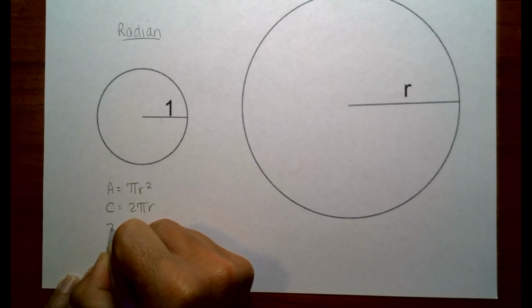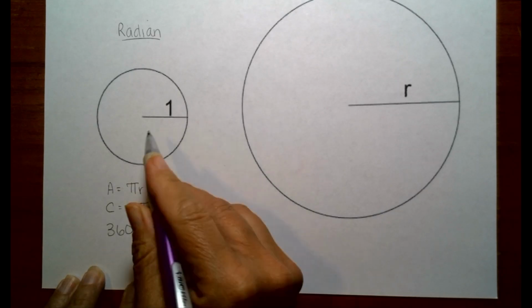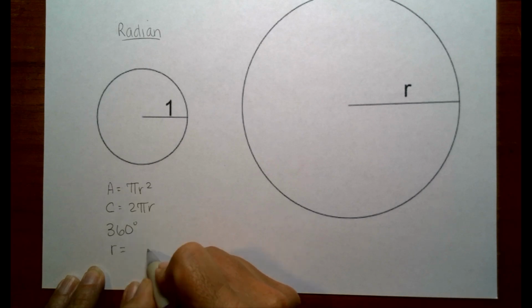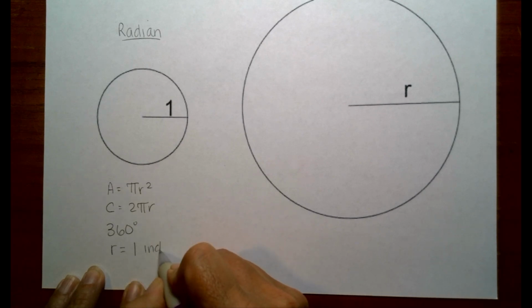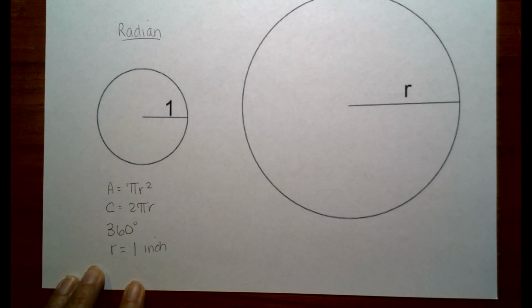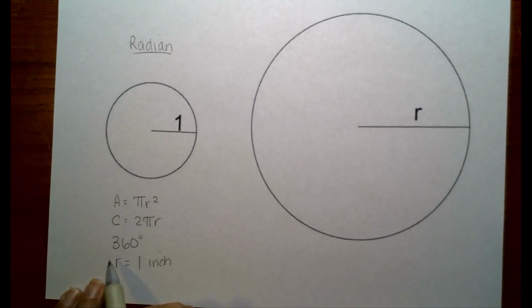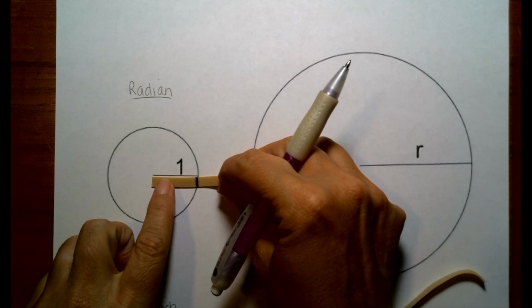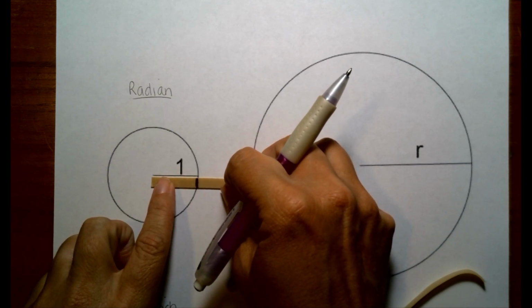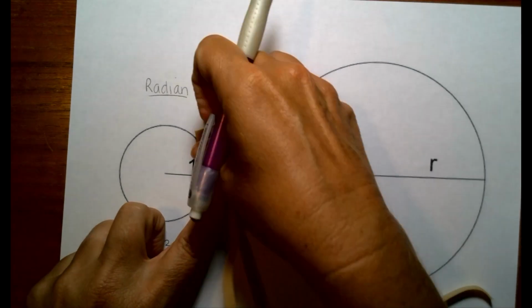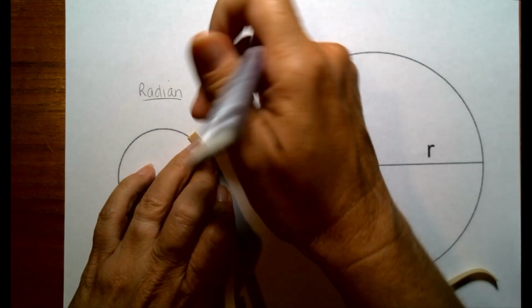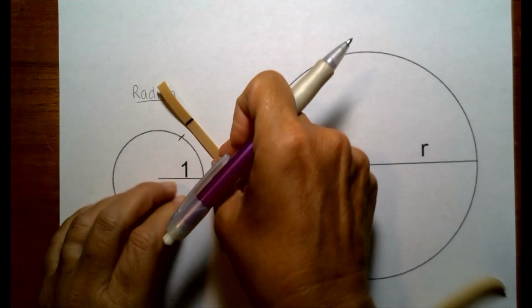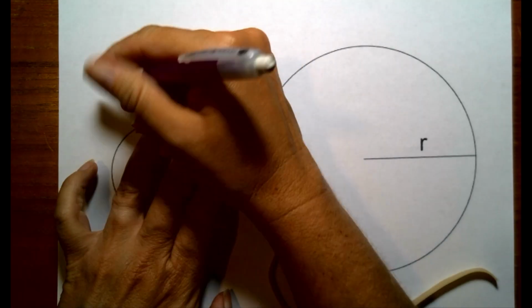I know that a circle has 360 degrees, and this circle has a radius of 1, and I'm just going to say that my unit here is an inch, so a unit of 1 inch. Now I want to set this up and get away from thinking of 360 degrees. So I have this rubber band that I cut up, and I have this marked here with a radius of 1. And I'm going to go all the way around this circle, and mark the radius as I go around this circle.